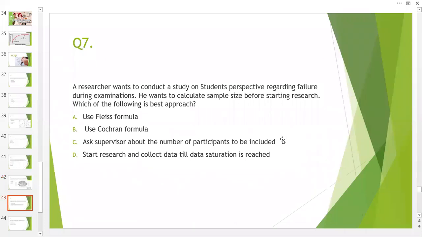A researcher wants to conduct a study on students' perspective regarding failure during examination. He wants to calculate the sample size before starting research. Which of the following is the best approach? Use Fleiss's formula, use Cochran's formula, ask the supervisor about the number of participants to be included, or start research and collect data till data saturation is reached. D. Yes, the correct answer is D. Because in qualitative research, the sample size is not calculated at the start, but data is collected till data saturation is reached, which is the point at which no new codes or new themes are identified in the data.